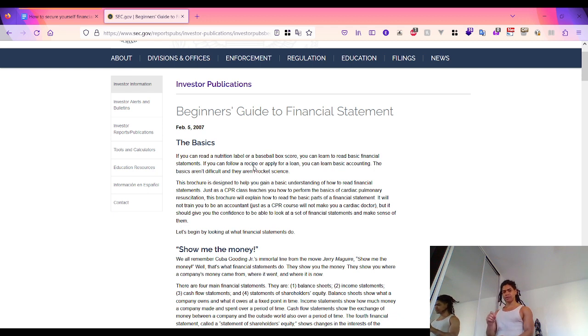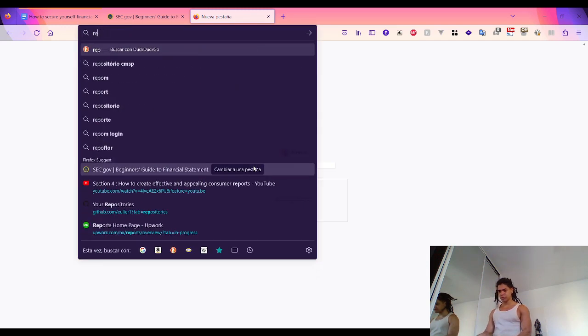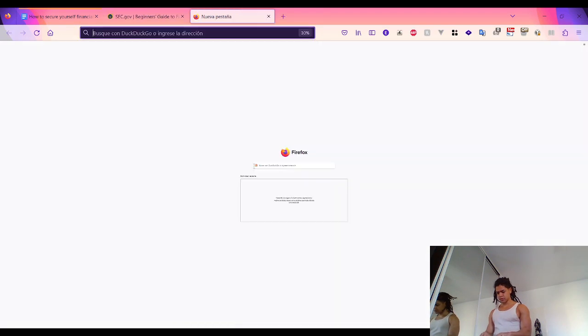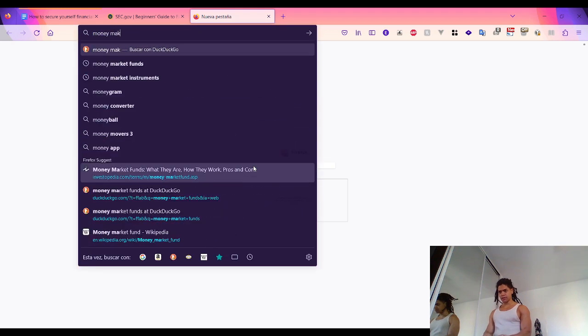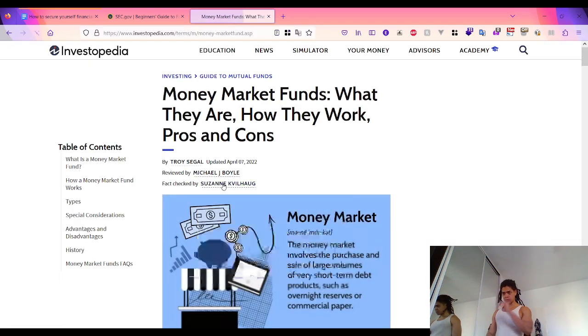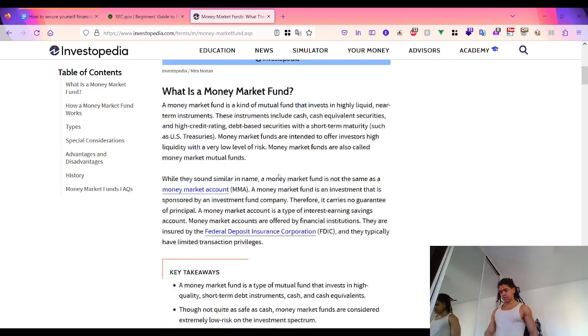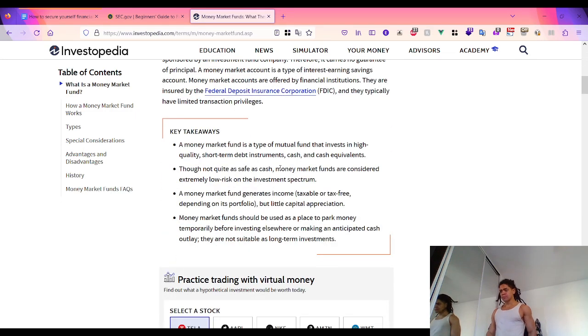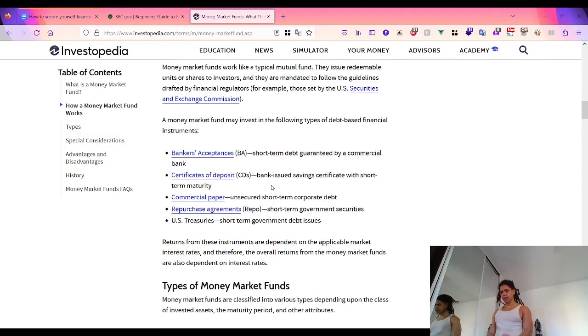Commercial paper, this unsecured short-term company debt, and repo, a repurchase agreement, and money market fund, and short-term government debt issues.